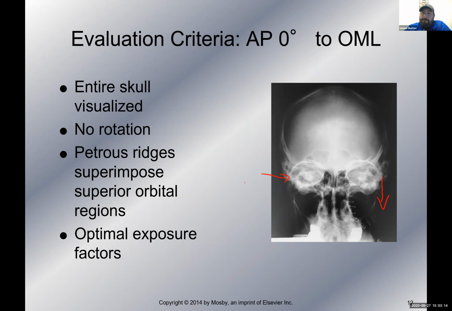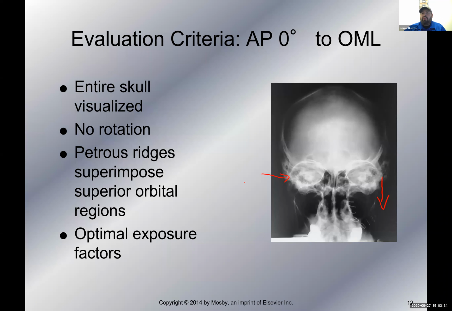Now, if you decrease the angle, they move higher and higher. So that's one way to tell how to correct your radiograph if the ridges are high or low. The other way is to know if you need more flexion or extension.